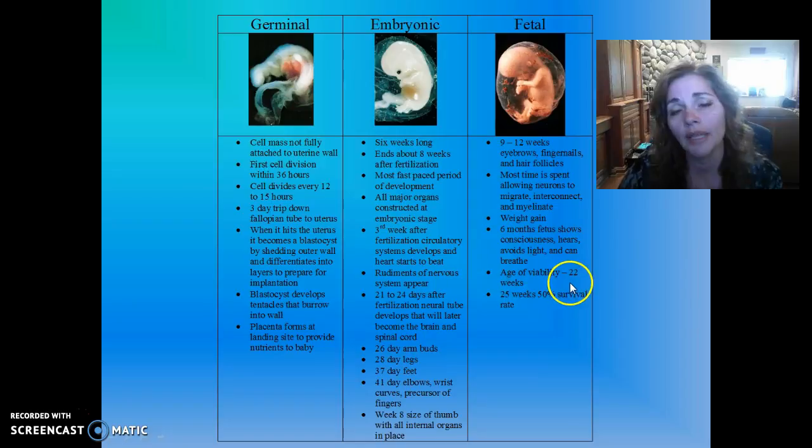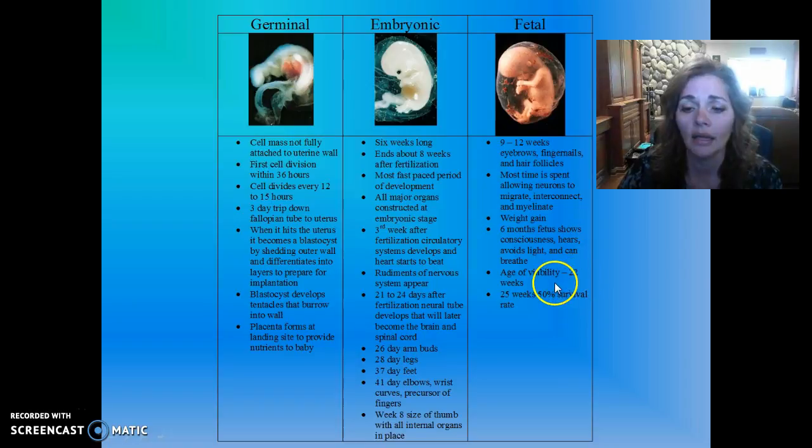The age of viability takes place at about 22 weeks, which is the earliest age at which a baby can survive outside of the mother's womb. High death rates, though, at 22 weeks. Obviously, in developed countries where we have really great NICUs and hospital systems, the babies are going to be able to survive at younger ages.